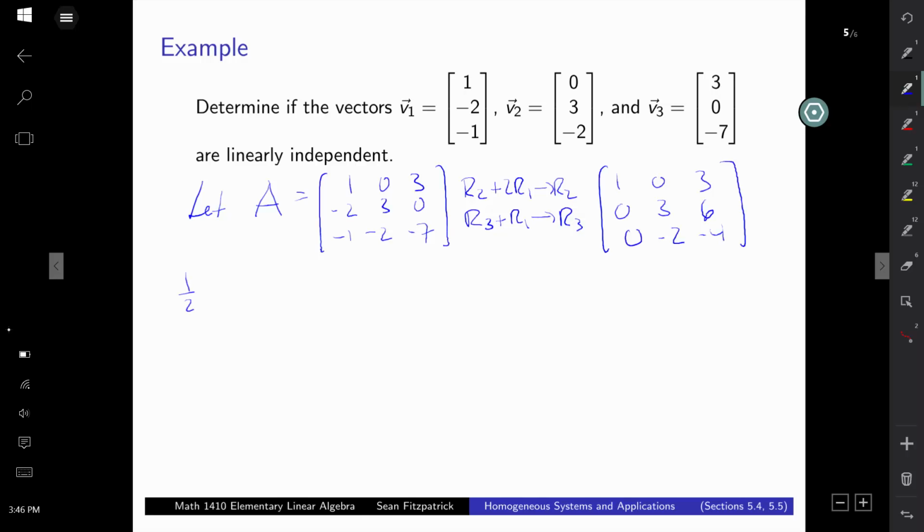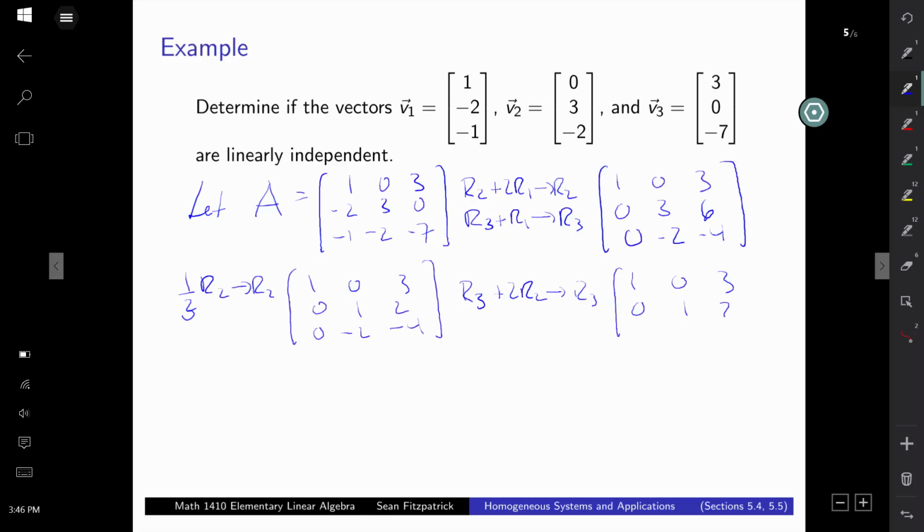The next thing I might do is 1/3 row 2, and make that my new row 2. 1, 0, 3, 0, 1, 2, 0, -2, -4. I've got my second leading 1, and now I can use it to get rid of the -2 below there. So if I do row 3 plus 2 row 2 and make that my new row 3, what do I get? 1, 0, 3, 0, 1, 2, 0, 0, 0. Okay, so we get down to a reduced row echelon form where there's a row of zeros.